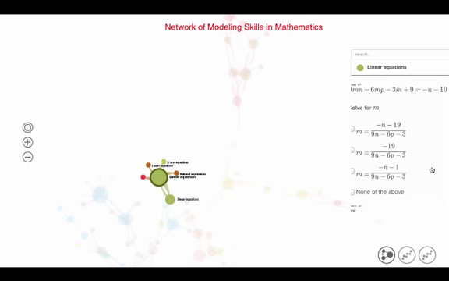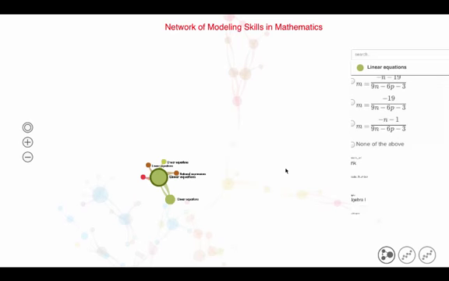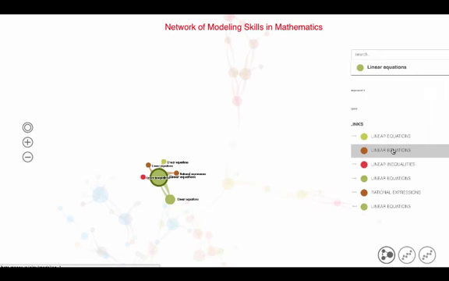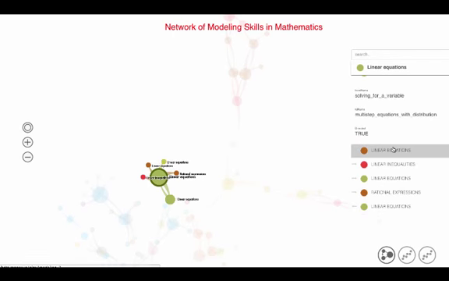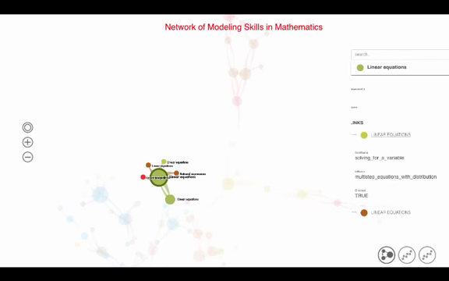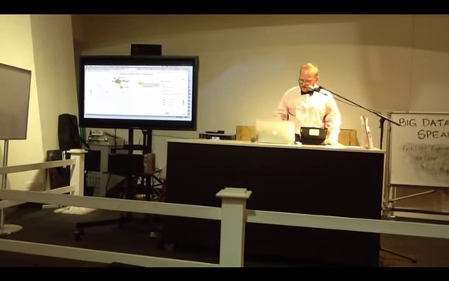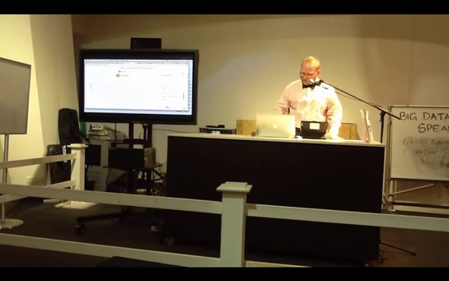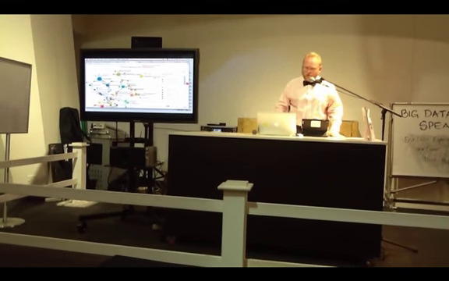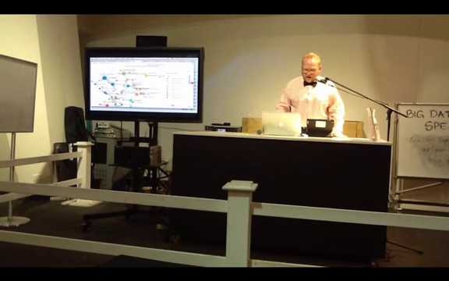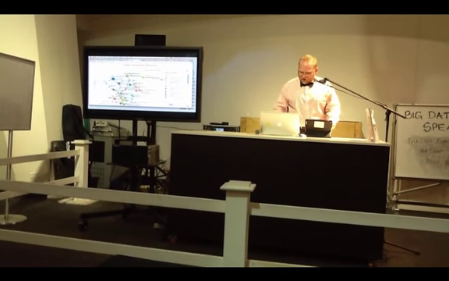And so we can also then scroll down. There's more information about what this standard is kind of about. So you see an image of a problem, and then it gives you some network analytics down here. And then you can also click on nodes that are related to it in the network and get more details about it. And then you can always go and click on that, and to see how that fits in the overall network of modeling skills in high school mathematics.